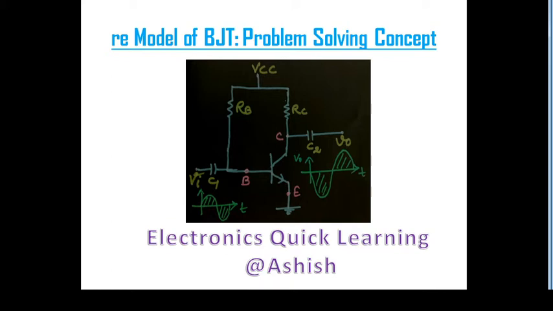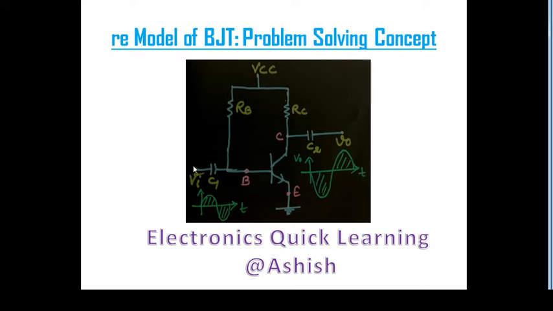As you can see, this circuit is our fixed bias circuit, and we give an input across this side, that is our Vi AC input source, and we are taking output across Vo. There are two capacitors. Basically this is a fixed bias circuit, and when we give a sinusoidal signal, we get an inverted sinusoidal signal. Why this is inverted, we will discuss later.